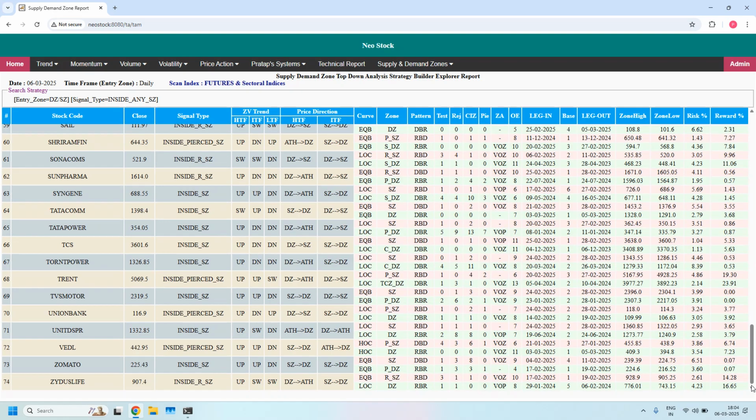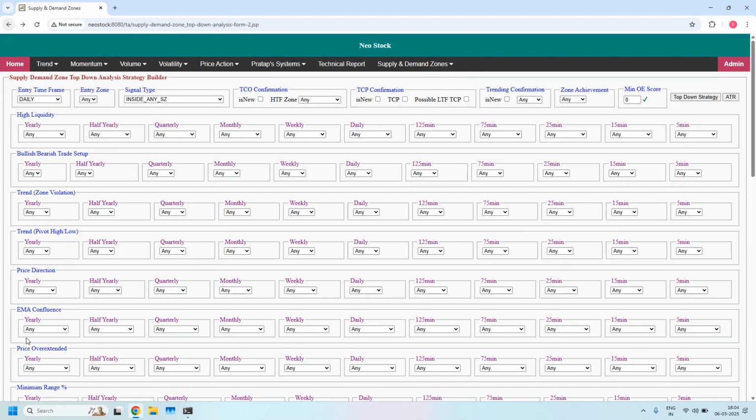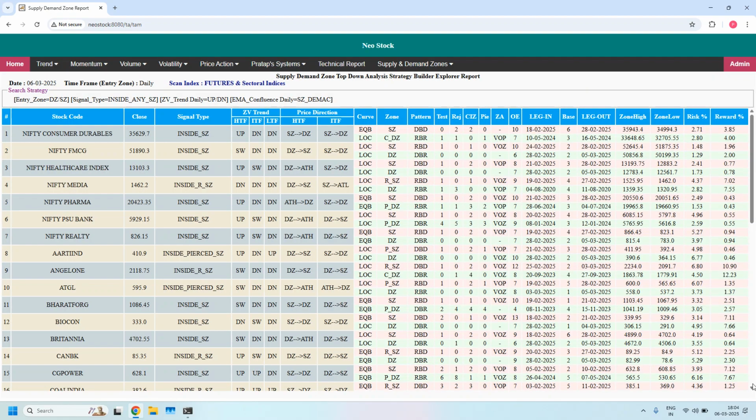So total 74 stocks are filtered. Out of the 74, how many daily supply zones are having daily EMA Confluence? Let us verify. In the EMA Confluence at daily time frame, I am setting the filter daily supply zone having daily EMA Confluence, and trend on the daily time frame should not be sideways. It can be up or down. With these filters, now the list has come down to how many? 40 stocks. Still it is a big number.